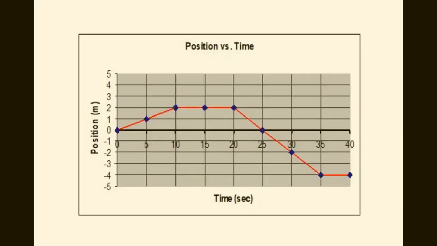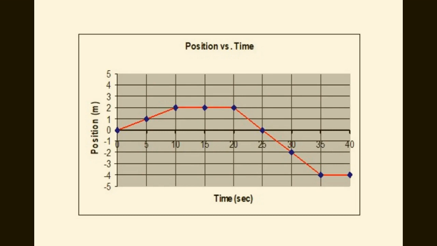Now that we know some basic information, we can go ahead and look at this graph in each section. From 0 to 10 seconds, the object is moving forward. From 10 to 20 seconds, the object is stopped because the line is flat, parallel to the x-axis, and the slope is 0. At the 25-second mark, we can see that the object has returned to the origin, or where they started from, and is continuing to go past that point. From 20 to 35 seconds, the object is moving backwards. And from 35 to 40 seconds, the object is again stopped because the line is parallel and the slope is 0.